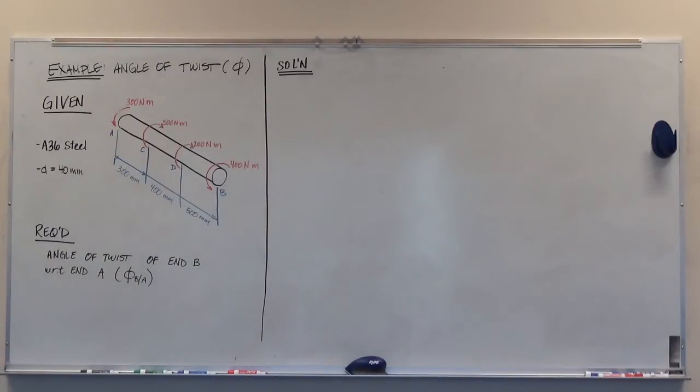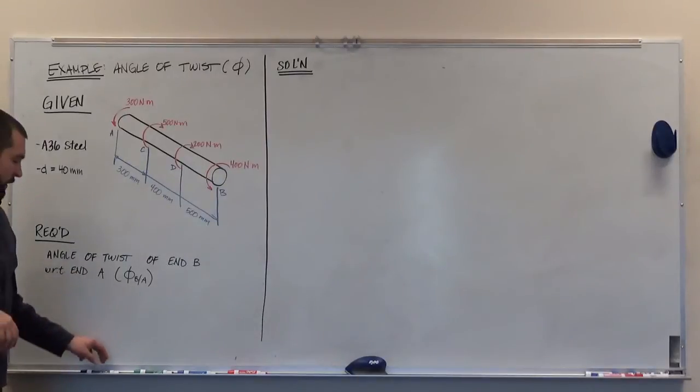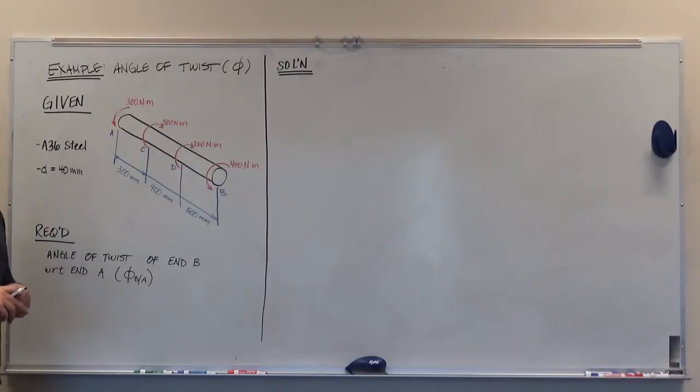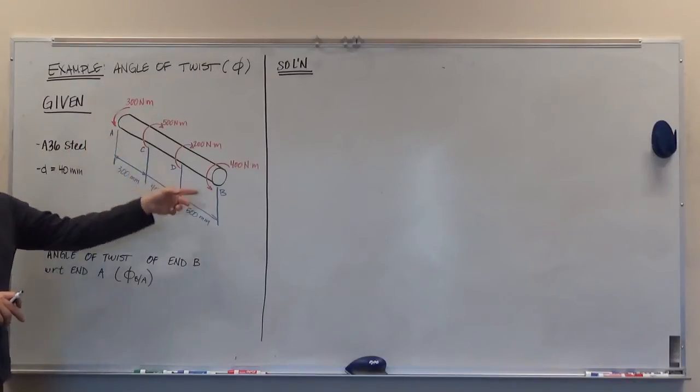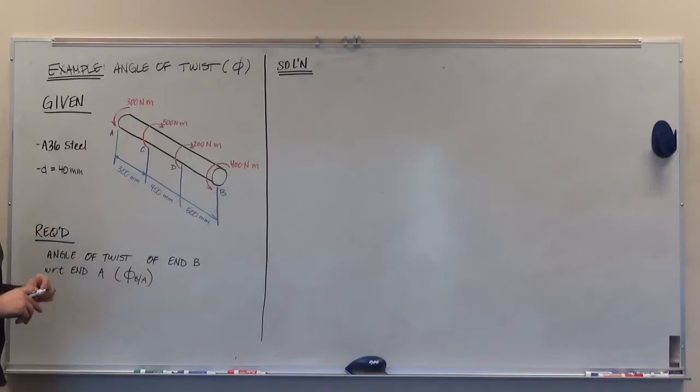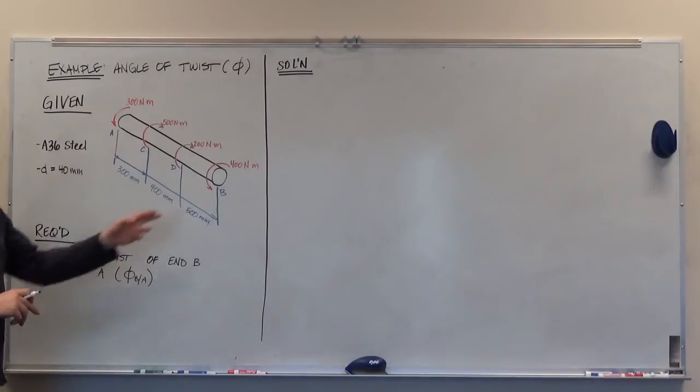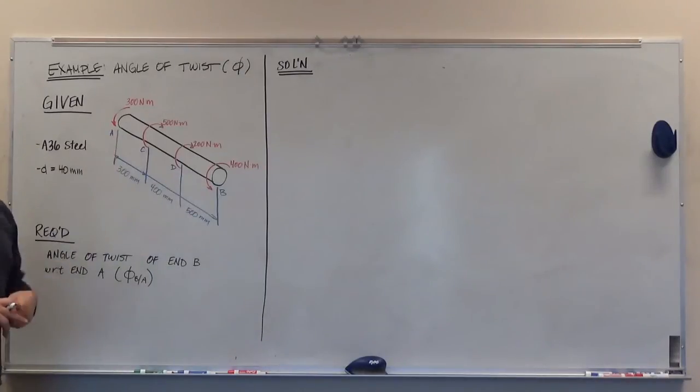So now we're going to go through an example problem, and this is fully worked out on OneNote, and it's part of the regular lecture, but it's going to walk through the basics of how to go from an externally loaded torsional shaft to calculate the angle of twist from one side relative to the other.